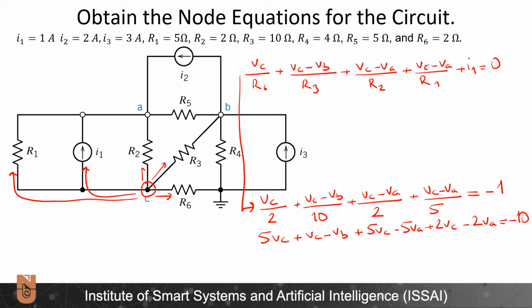So let's collect these terms. I have minus 7VA. This one is gone, this one is gone. Then I have minus VB, simply. This one is gone. 6VC, 11VC, 13VC is equal to minus 10. If I did not make any mistakes, this is my third equation.